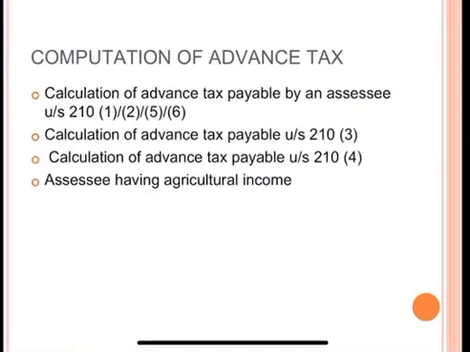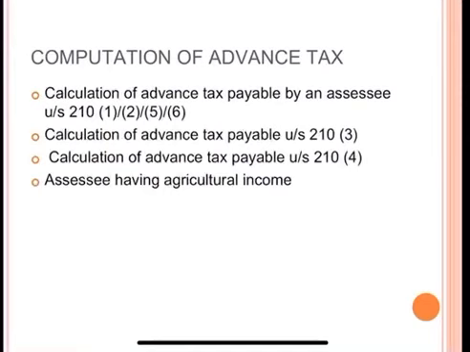Then the second point is calculation of advance tax payable under section 210(3). The assessing officer, while making an order under this section asking an assessee to pay advance tax, shall take into consideration the total income of the latest previous year on which regular assessment has been made, or total income returned by the assessee in his latest return, whichever is higher, and take it as current income on which tax shall be calculated at the rates applicable in the financial year.